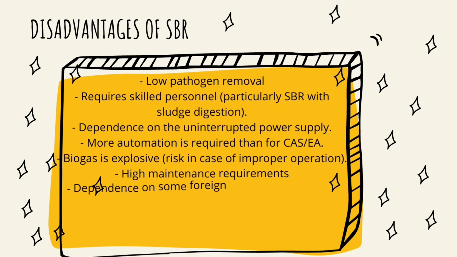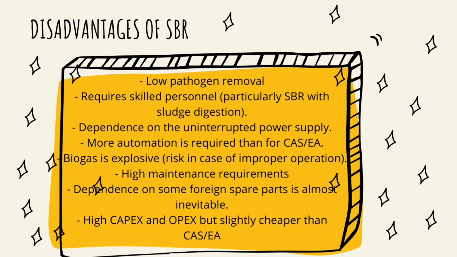For the disadvantages of SBR, it has low pathogen removal. SBR also requires skilled personnel, particularly for SBR with sludge digestion. It is also dependent on an uninterrupted power supply. SBR also requires more automation than CAS or EA. It also needs high maintenance. SBR also depends on some foreign spare parts that are almost inevitable. This reactor is also high on capex and opex, but cheaper than CAS or EA.